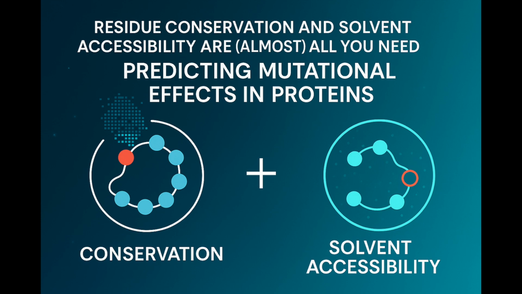A simple model performing this well. What does that imply? It definitely raises questions, like what are these super complex models actually learning? Maybe the simple fundamental features, conservation and burial, are doing a lot of the heavy lifting anyway? Or maybe the complex models aren't using these basic principles as effectively as they could? It also highlights that predicting these mutation effects accurately across the board is still a really tough problem for any method right now.